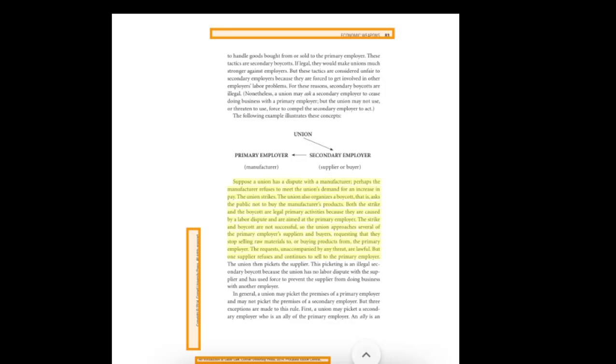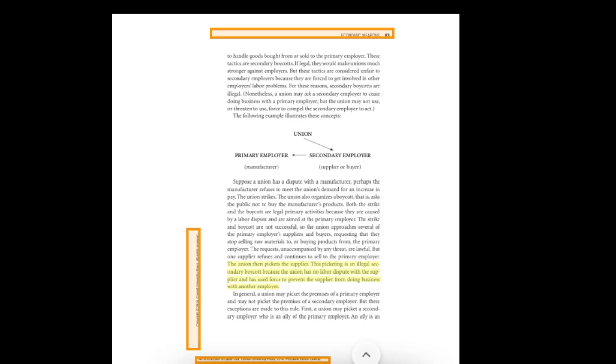The strike and boycott are not successful, so the union approaches several of the primary employer's suppliers and buyers, requesting that they stop selling raw materials to, or buying products from, the primary employer. The requests, unaccompanied by any threat, are lawful. But one supplier refuses and continues to sell to the primary employer. The union then pickets the supplier.